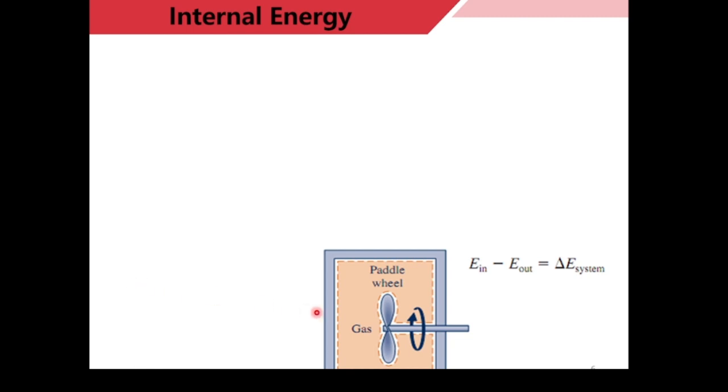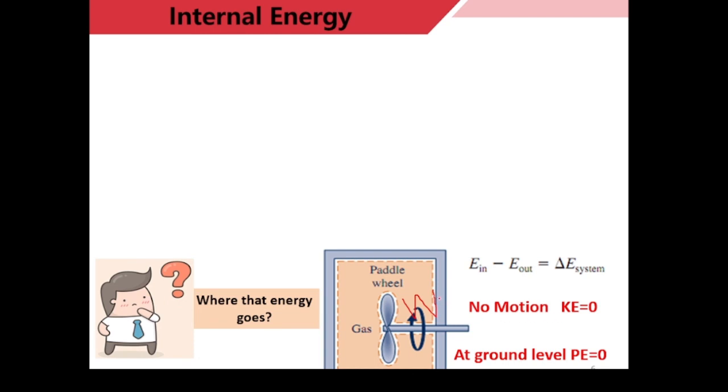Let's suppose you have some gas and a paddle, and you are rotating this paddle and doing some work W here. According to the first law, E in minus E out is equal to delta E. This whole box did not move anywhere, so no motion, no change in kinetic energy. It still remained at ground level, so no change in potential energy. So where does this energy go? Work is also an energy. Where does this energy go? Now let's think.